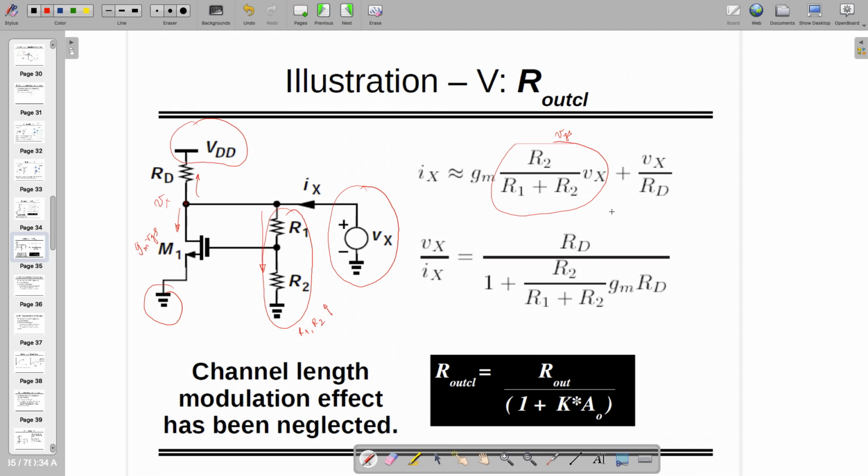After rearranging the equation, you are going to see Vx by Ix is equal to Rd divided by 1 plus R2 by R1 plus R2 times gm Rd, right? Where gm Rd is nothing but the open loop gain of this common source amplifier. Rd is the output resistance in the open loop system, and R2 by R1 plus R2 is nothing but the feedback factor. So I can write this in a simple way: closed loop resistance equals Rout in open loop divided by 1 plus Ka0.